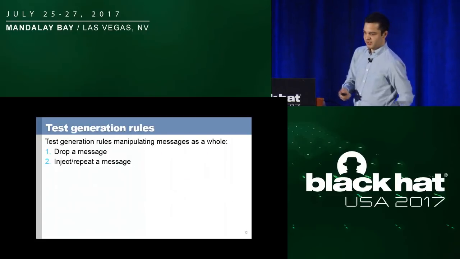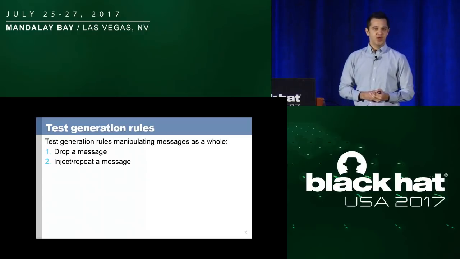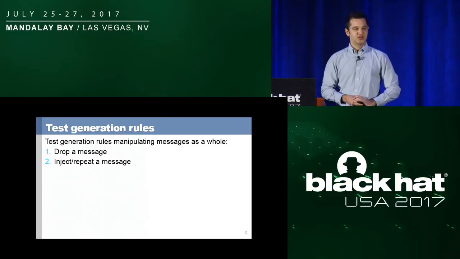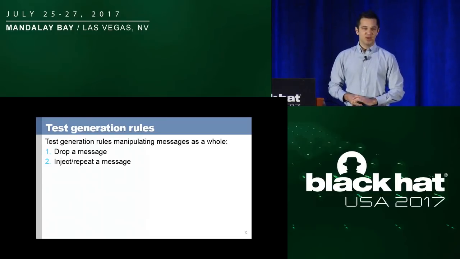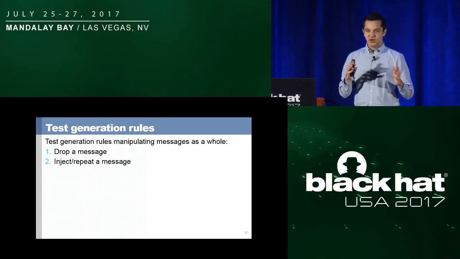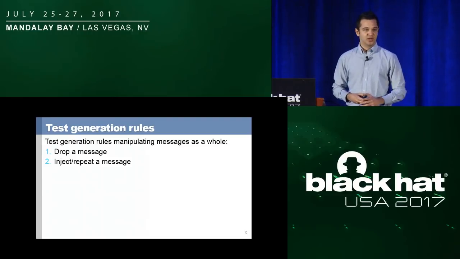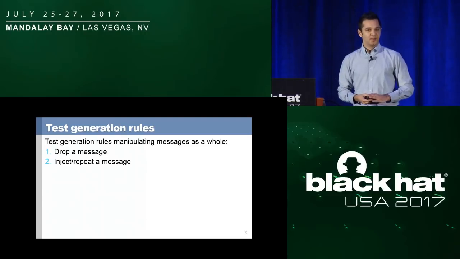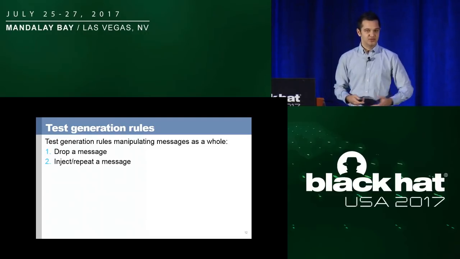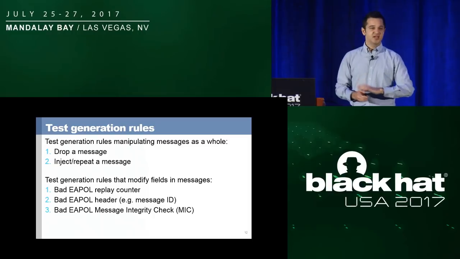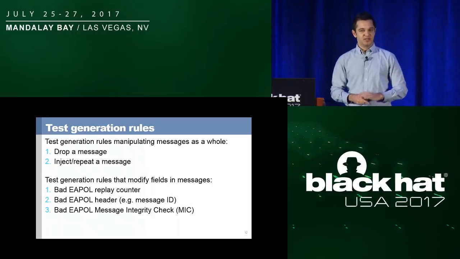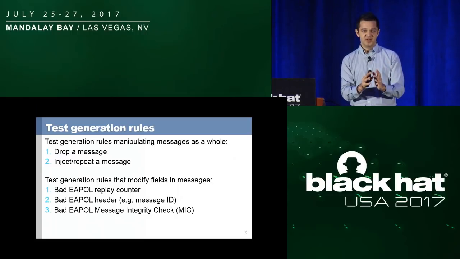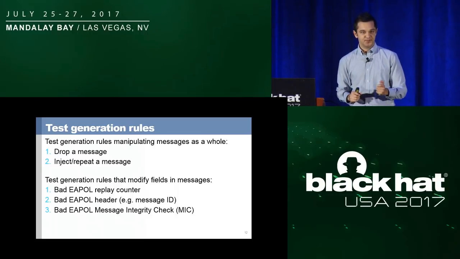So to come back to the test generation rules that we have used, we basically have two broad categories of test generation rules. The first one, they manipulate messages as a whole, and they are the examples that I already mentioned, that you can drop a message or that you can repeat messages, and you can then see how the implementation reacts to this. The second set of test generation rules, they don't manipulate messages as a whole, but they manipulate certain fields or properties of a message that is being sent.